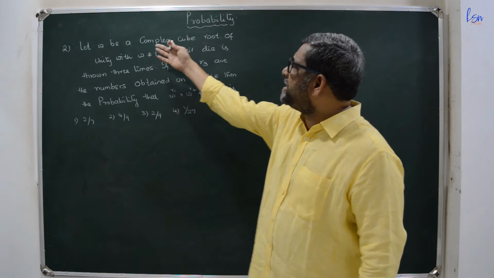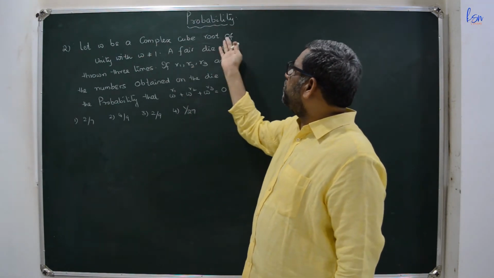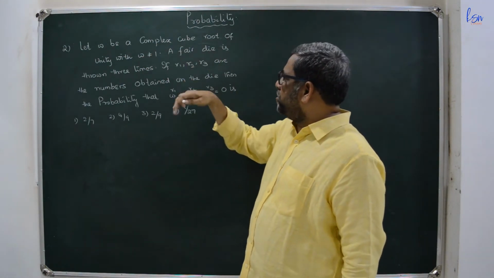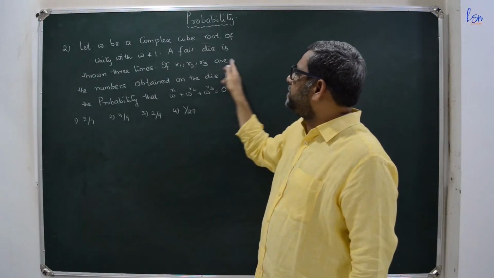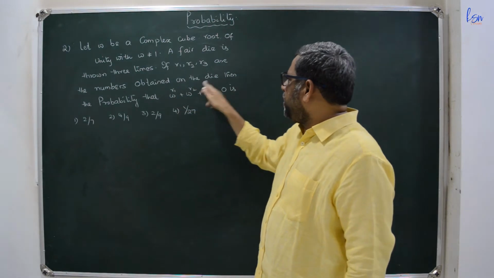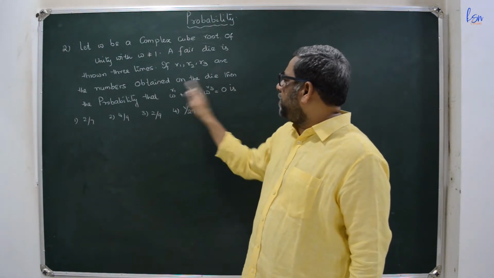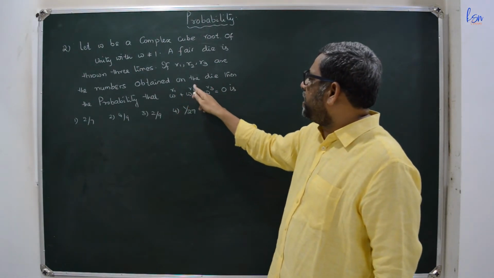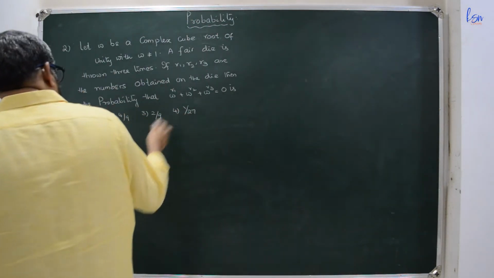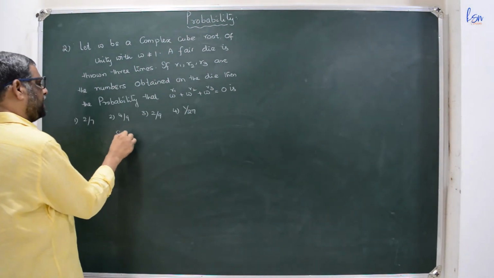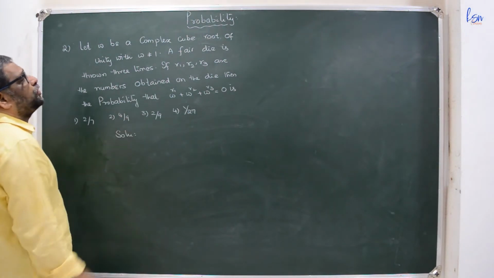The second problem is, let omega be a complex cube root of unity with omega not equal to 1. A fair die is thrown 3 times. If R1, R2, R3 are the numbers obtained on the die, then the probability that omega power R1 plus omega power R2 plus omega power R3 equal 0 is. These are the options. It is given that omega is the complex cube root of unity.